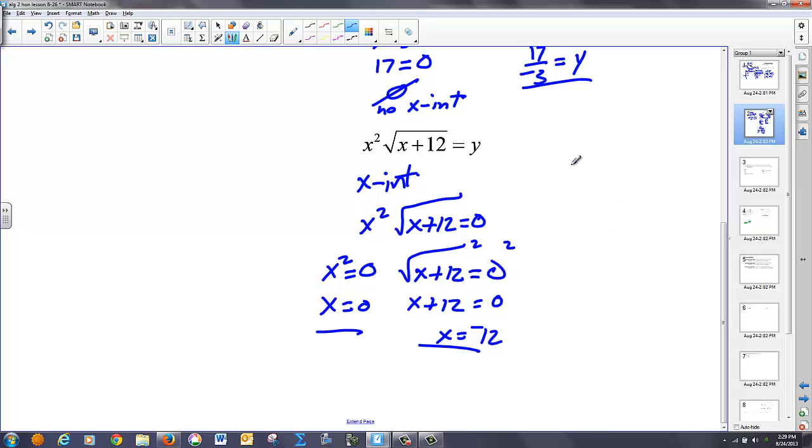For the y-intercept, I just set x equal to 0, so I have 0 squared, root 0 plus 12 equals y. 0 times anything is 0. So that's my y-intercept.